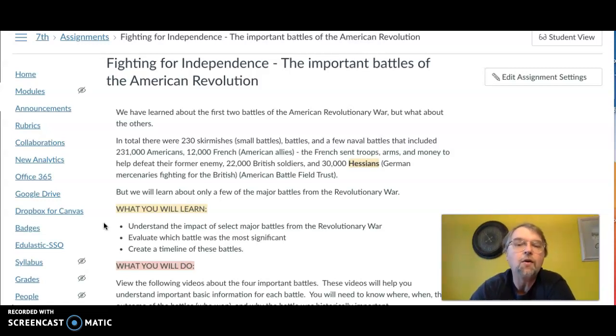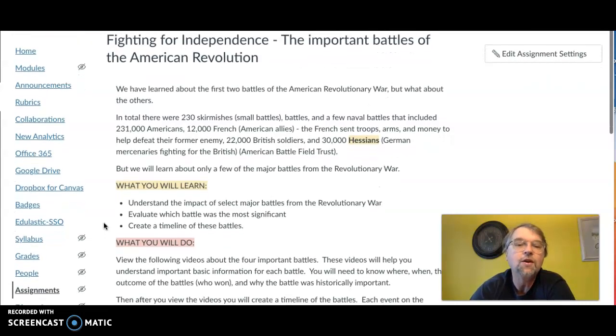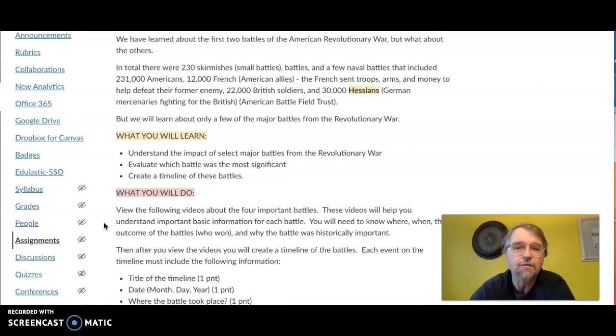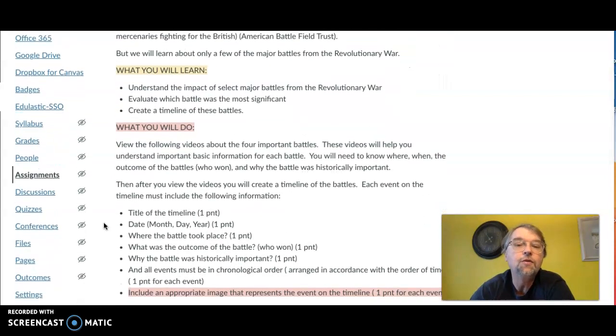But we're going to learn only about a few of those major battles. So, what you will learn is the impact of those select major battles for the Revolutionary War, evaluate the battle, which battle was the most significant, and you're going to create your own timeline of these battles. So what you will do is you'll view the following videos about the four important battles. These videos will help you understand the important basic information for each battle. You will need to know where, when, and the outcome of the battle. So in other words, who won that battle and why the battle was historically important.